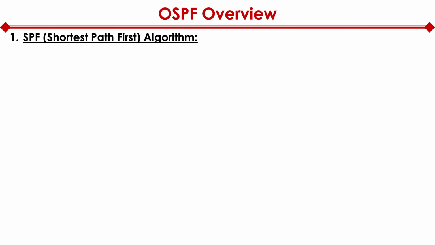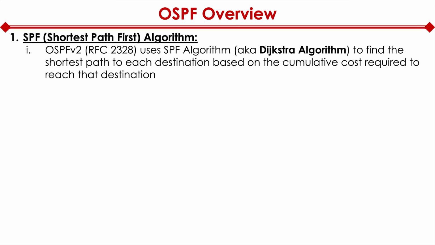First, OSPF overview. Shortest path first algorithm. So in particular, we're going to talk about OSPF version 2. It's defined in RFC 2328. It uses SPF algorithm, or shortest path first algorithm, also known as Dijkstra algorithm, to find the shortest path to each destination based on the cumulative cost. And we'll talk about the cumulative cost as we continue moving forward to get to a particular destination. That's what makes OSPF such a powerful routing protocol, because under the covers, it uses SPF.